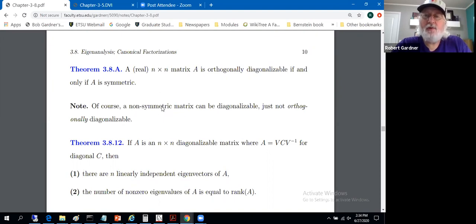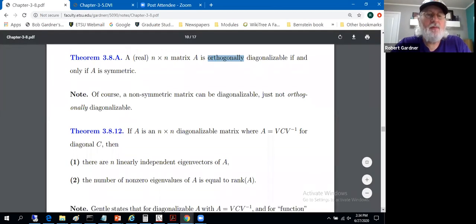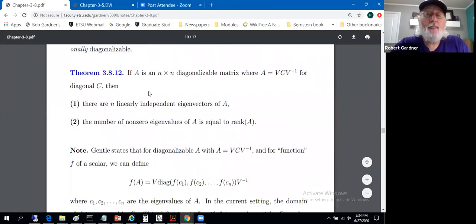Just as an observation, this is a little extra constraint that's been put in about using orthogonal matrices to do the diagonalization stuff. Next result, Theorem 12, says if A is an n by n diagonalizable matrix, say it can be written in this form here, A equals V, C, V inverse, where C is diagonal, then there are n linearly independent eigenvectors of matrix A, first off, and secondly, the number of non-zero eigenvalues of A is equal to the rank of A.